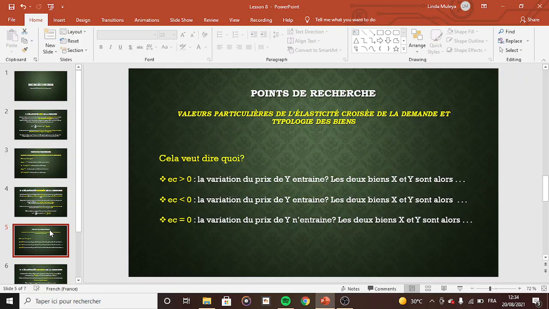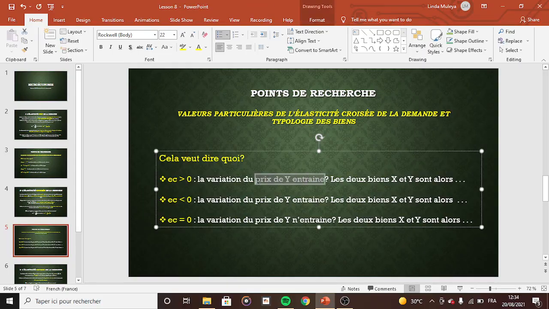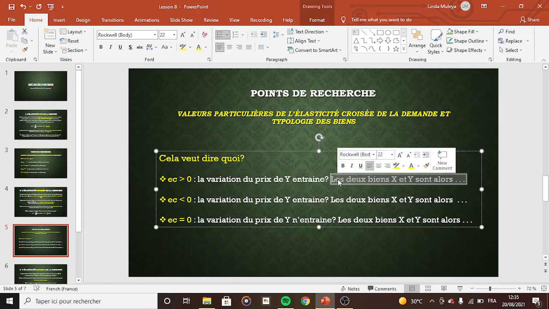And so, yeah, generally I just want you to input perhaps even these first sentences here into your Google and see what it means. What does it mean when elasticity croisée is greater than 0? When it's lesser than 0 or equal to 0? What does it mean? And then the last part here is talking about the two goods X and Y.